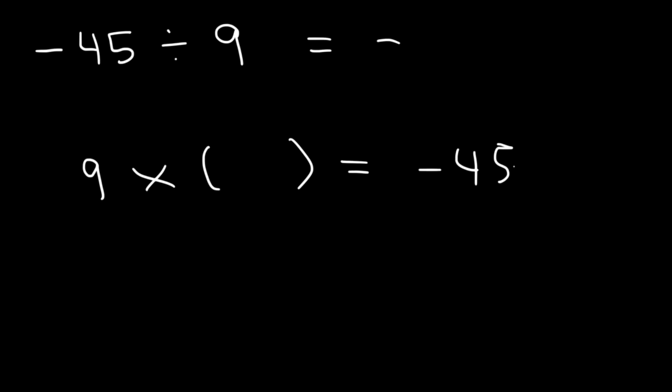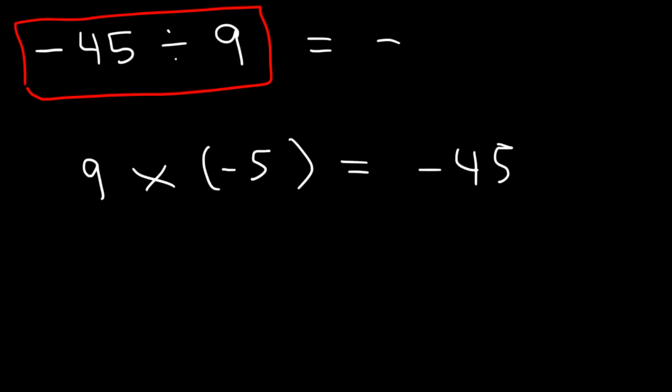9 plus 9 is 18. 18 plus 9 is 27. 27 plus 9 is 36. 36 plus 9 is 45. So therefore 9 times negative 5 is negative 45. And if we focus on the reverse statement, negative 45 divided by 9, that's going to be negative 5. And so that's a quick and simple way to perform simple division.